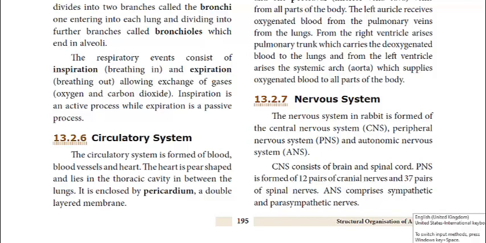The nervous system in rabbit is formed of the central nervous system (CNS), peripheral nervous system (PNS), and autonomic nervous system (ANS). The nervous system is divided into central nervous system, peripheral nervous system, and autonomic nervous system. Let us now learn one by one in detail. Central nervous system consists of brain and spinal cord.